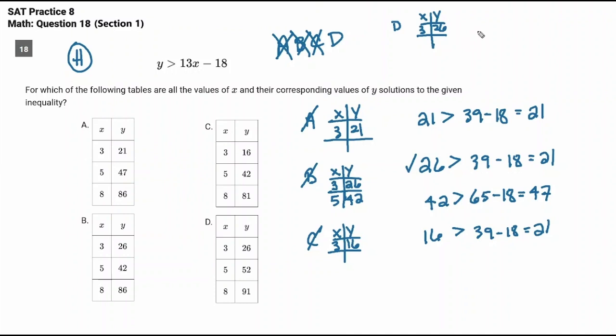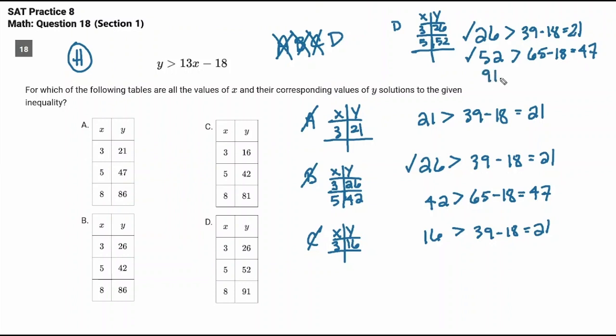This time, what's my y? It's 26 is bigger than, we've done this so many times now, 39 minus 18. Checks out. All right? 52 is bigger than 13 times 5. We've already done that. That's 65 minus 18. 52 bigger than 47. Checks out. All right? So last one.